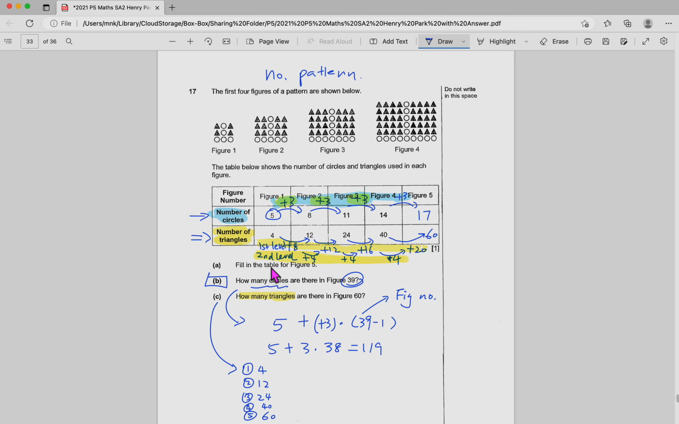You know the second level is always plus 4, right? So this 4 plus the 8, this is plus the 12. This one will be 4 plus 4, this one will be 4 plus 4 plus 4, so this one will be plus 16. Actually, I start to see the pattern already.